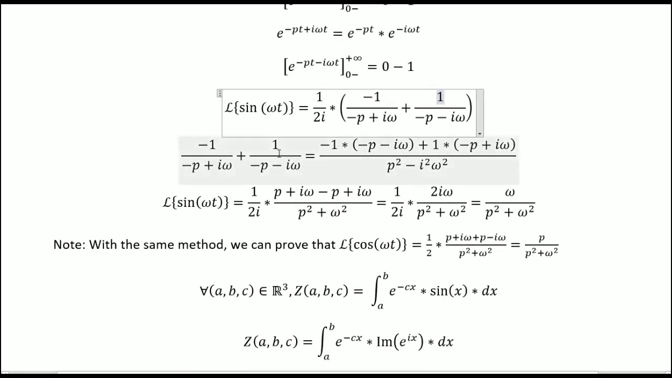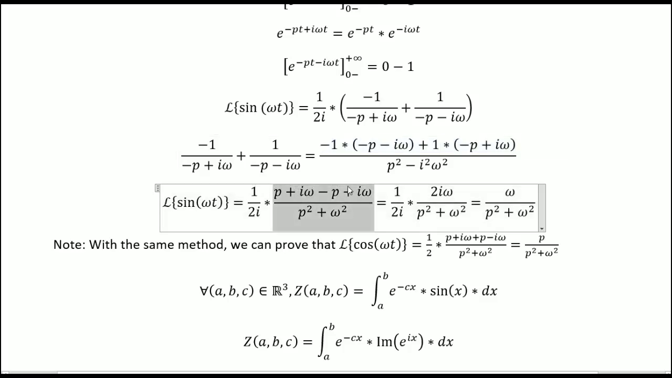So I'm going to put that in a single fraction. I multiply here by the conjugate and here by the conjugate as well, so I get this expression. Then I simplify, and I see that we have p minus p, so it equals 0, and iω plus iω, so it equals 2iω. And then we have the 2i and the 2i here, so we can simplify it. So we get ω divided by p squared plus ω squared. This is very used in engineering.